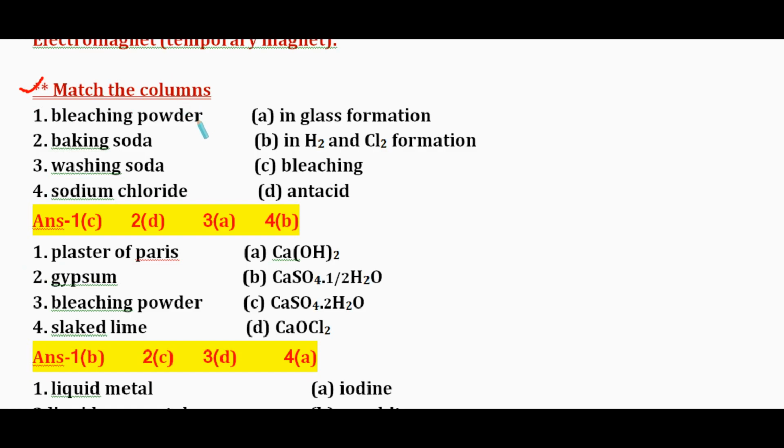Let us see. Bleaching powder is used for bleaching. Baking powder. The correct option is it is used as an antacid. Washing soda. It is used in glass formation. Sodium chloride. It is used in H2 and Cl2 formation.